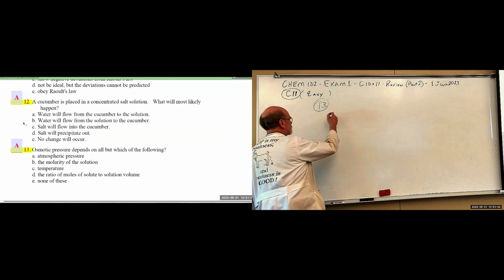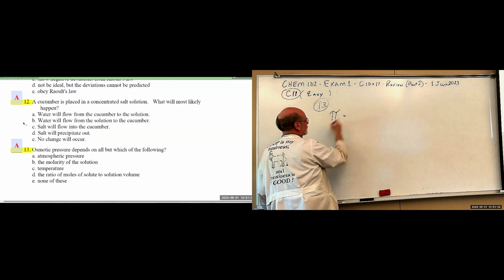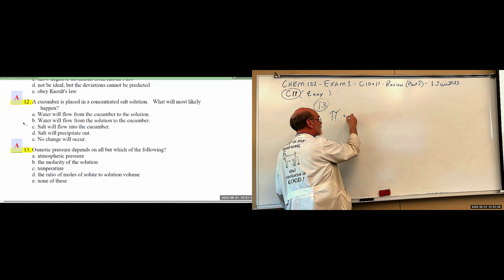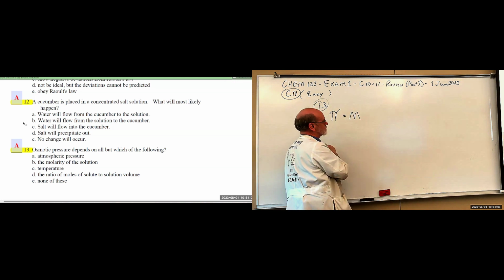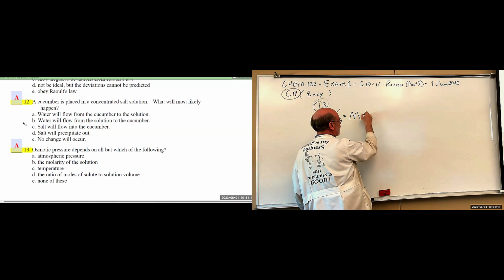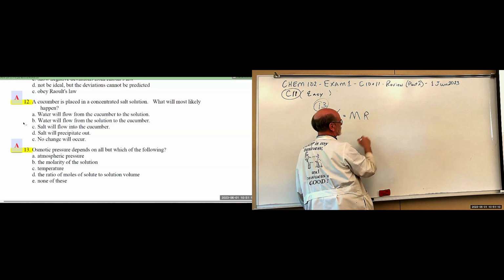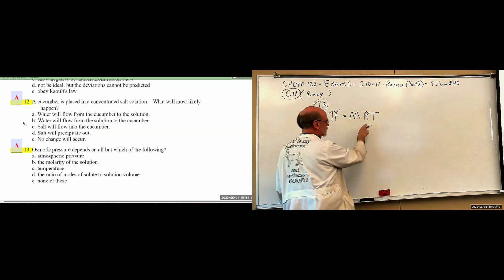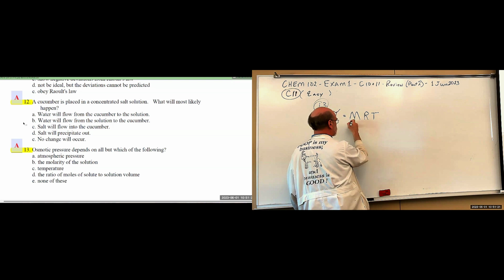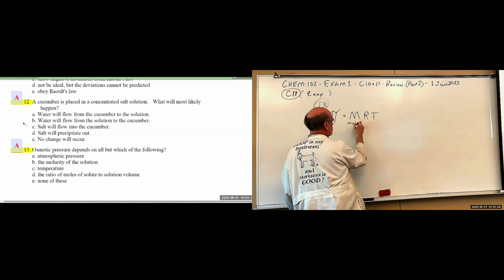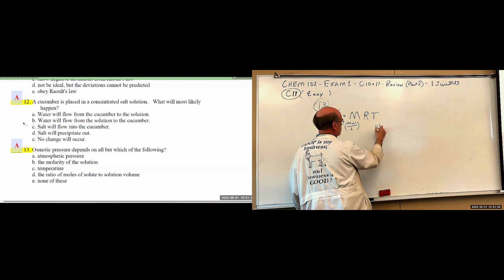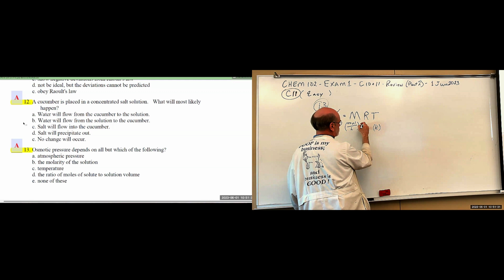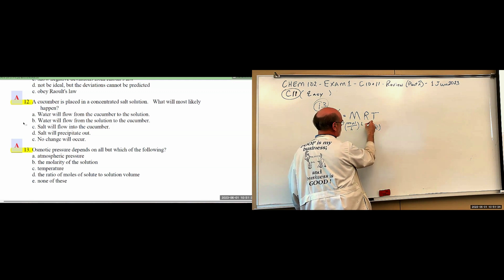Osmotic pressure, the symbol is pi, is related to the molarity of the solution, the gas constant, and what else? Temperature. Yep. Because this is in what units? Well, this is moles per liter. This one is in K. And this one is in liter atmospheres per mole K.